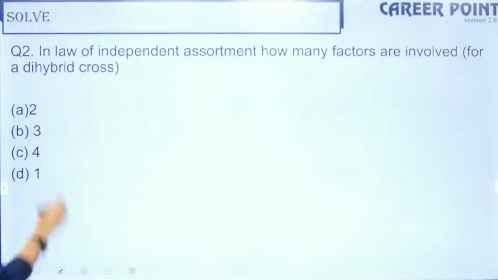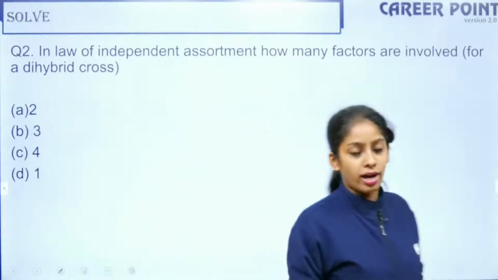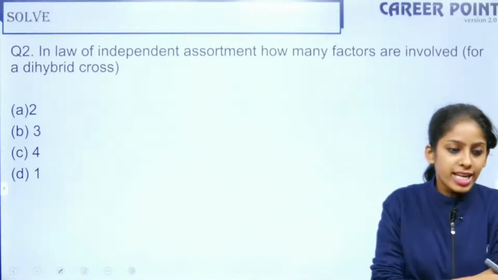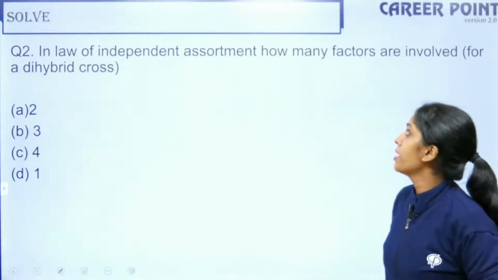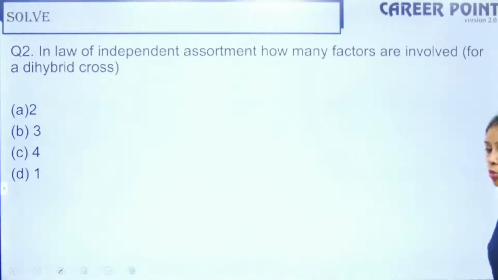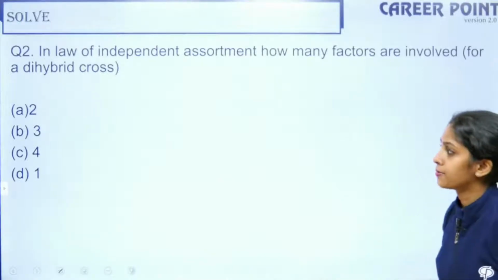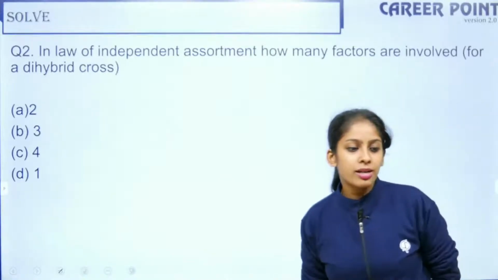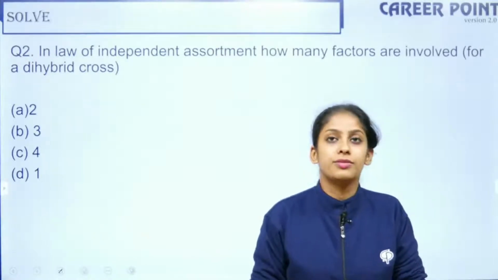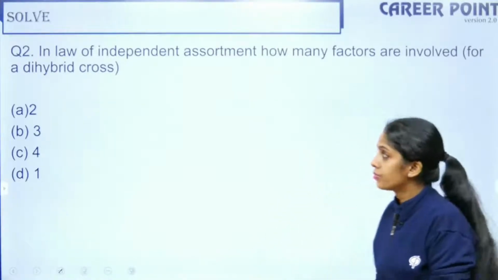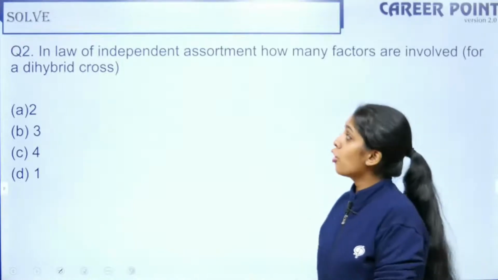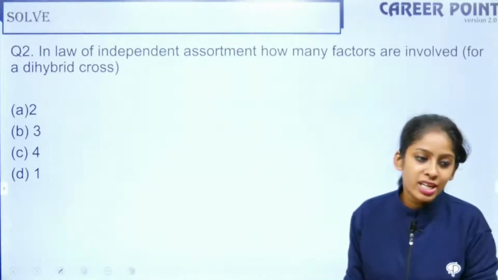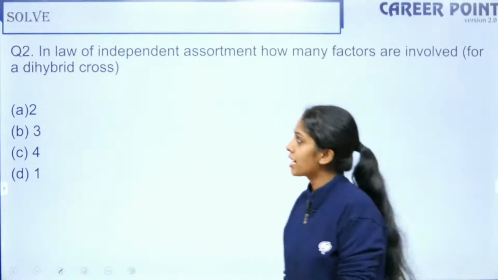Okay, so question 2. In law of independent assortment, how many factors are involved for a dihybrid cross? Question number 2 of your homework. What is the answer? Yes, Prince, what is your answer? 4. How many factors are involved? Why 4 factors are involved?